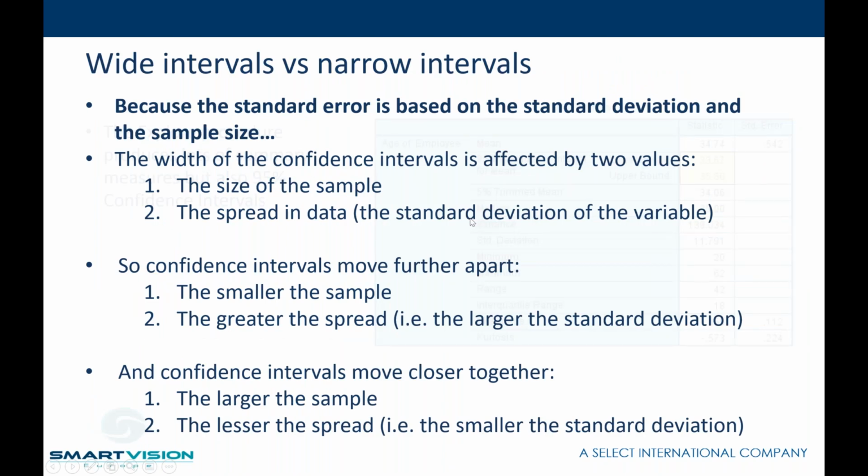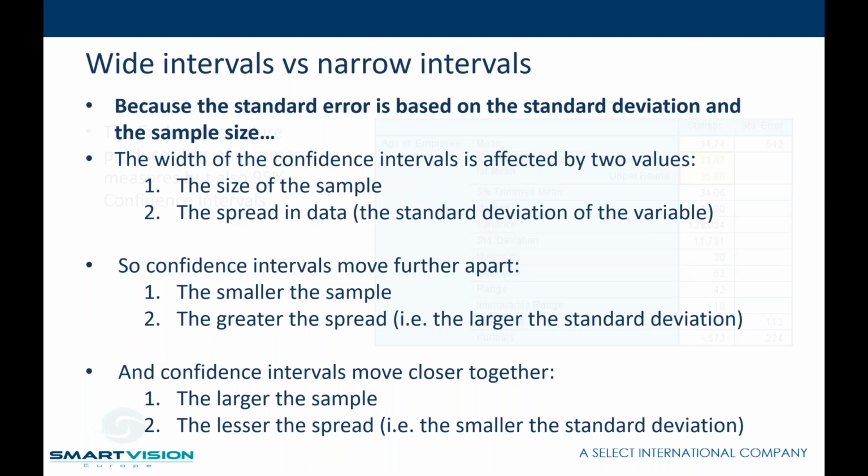Because the standard error is based on the standard deviation and sample size, the width of the confidence intervals is affected by two values: the size of the sample and the spread of the data. Confidence intervals get further apart when the sample sizes are smaller, because you can't be as confident, and when you have a lot more spread, because that makes the standard deviation bigger, and that affects the standard error. The standard error gets bigger. Conversely, confidence intervals move closer together. They get much narrower when you have a big sample and you don't have a big standard deviation. So those are the two things that affect it.